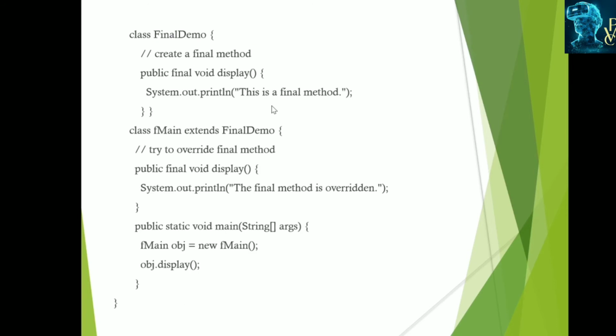Here is another example, the final demo, where we are declaring the method public final void display, and it displays "this is the final method". When we try to create the subclass, where final demo is the base class and f main is the subclass, we try to override it. When we execute it, it displays a compile time error, because final void display cannot be overridden: f main is the subclass for final demo, which already has the method named display.